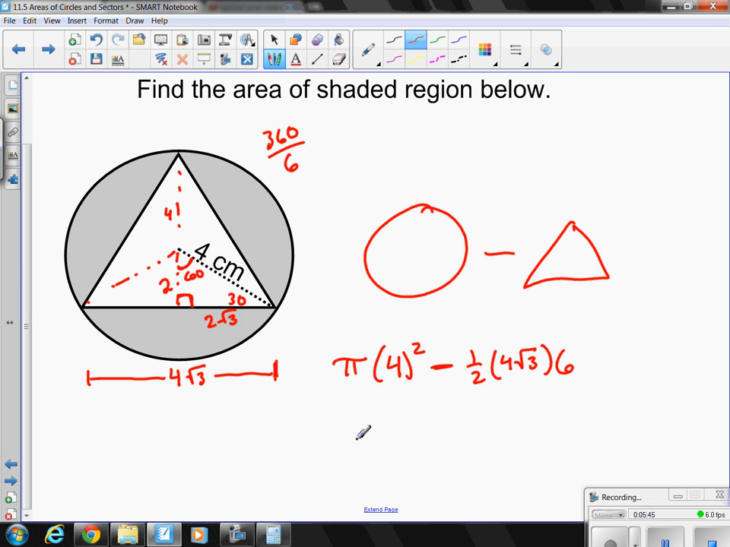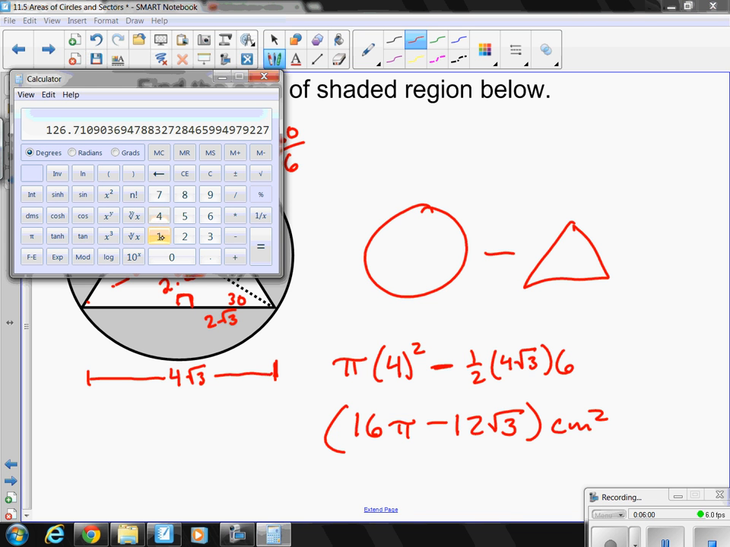So cleaning this up, 16 pi minus 12 times the square root of 3. That would be the exact answer, in centimeters squared, and we can approximate that: 16 times pi minus 12 times square root of 3.